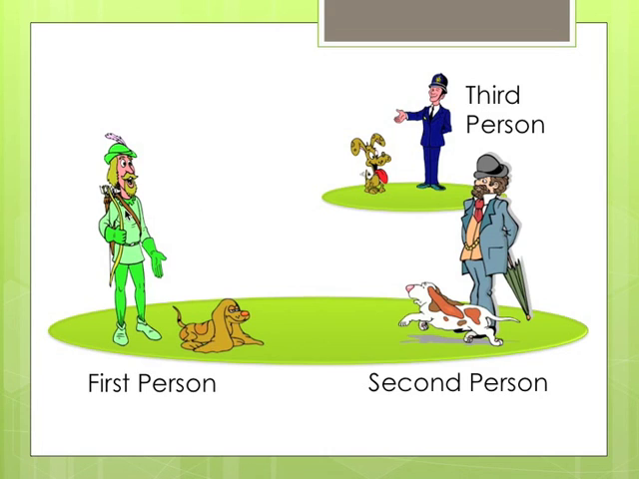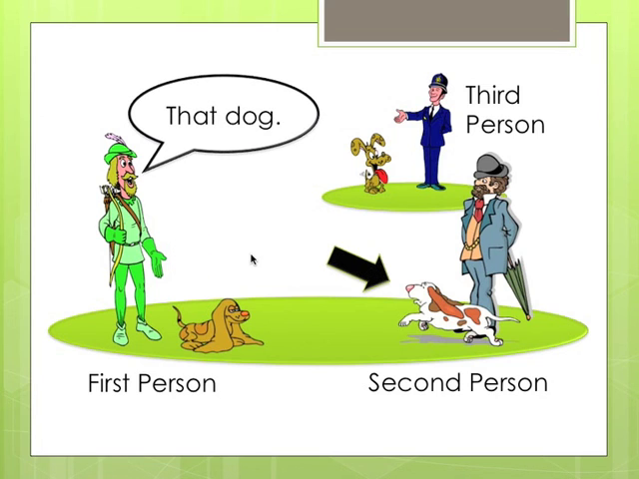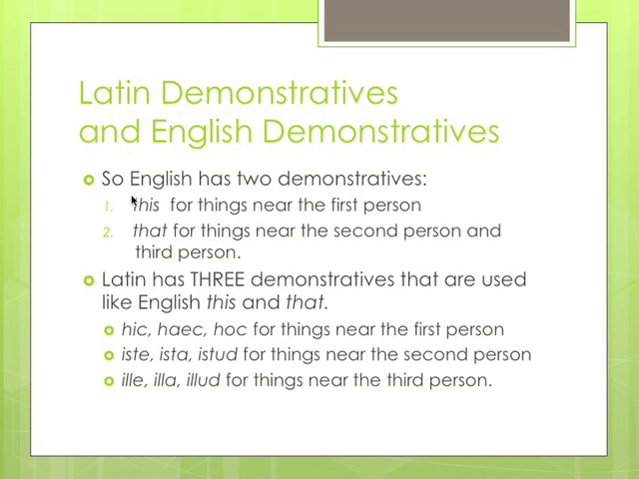So, when Robin Hood is speaking to the man with the umbrella, when he talks about the dog near him, he calls it this dog. When he talks about the dog near the man with the umbrella, who is the second person, he says that dog. And when he talks about the dog near the third person, the bobby, he says that dog as well. So English has two demonstratives. This for things near the first person, that for things near the second person and third person.